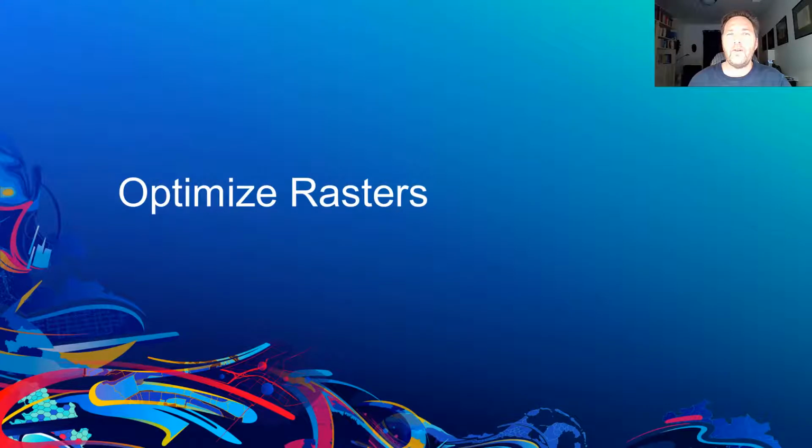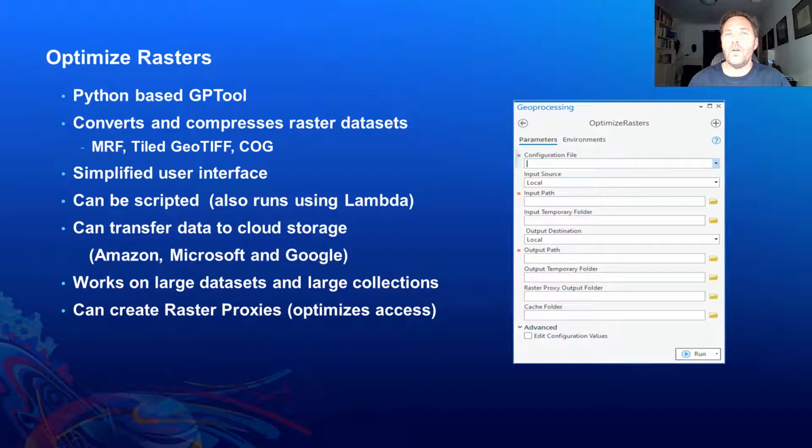What if instead you have a very large collection of images and need to convert them to an optimal format for serving either in ArcGIS Enterprise or the cloud? A tool called OptimizeRasters is provided for this. OptimizeRasters is a set of Python-based geoprocessing tools that convert and compress raster datasets so that they work much more efficiently, especially when working on cloud storage.